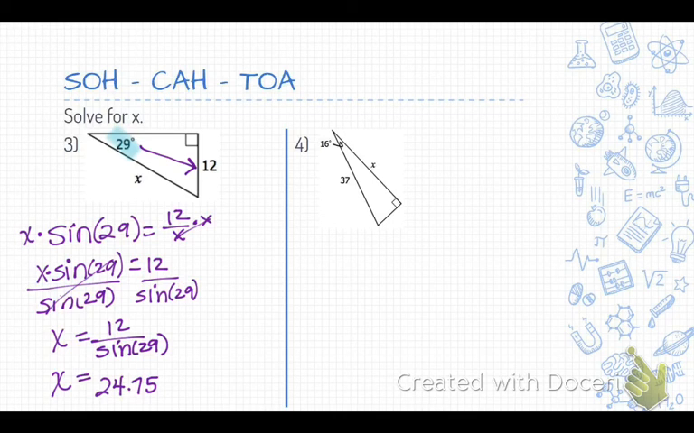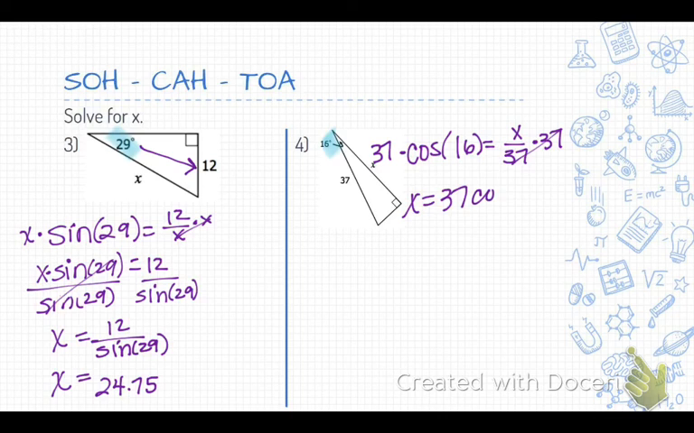Okay, finally on number 4. Excuse me, my angle is 16 degrees. How are x and 37 related to that? Which trig ratio? Adjacent and hypotenuse, which is cosine. So I have cosine of 16 equals x over 37. So this one's not too bad again. I'm going to multiply both sides. And then I have x equals 37 cosine of 16. And that can be solved on your calculator.